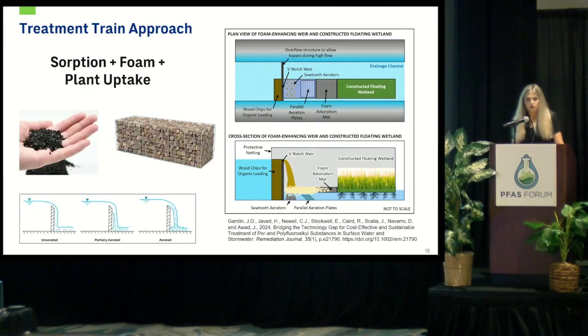Finally, what may be the most effective for a given stormwater system is a treatment train approach that combines multiple concepts we've addressed today. This slide shows an example from the literature with the reference listed on this slide, where aeration is used to generate foam, the foam is captured with an adsorption mat, and treatment is further enhanced using a constructed floating wetland. These layered approaches recognize that no single technology solves everything, and that combining processes is often necessary to meet site-specific goals.